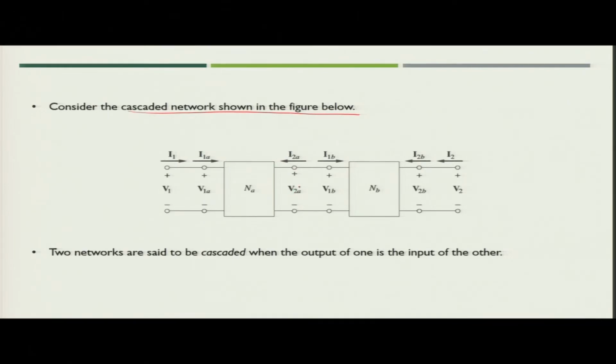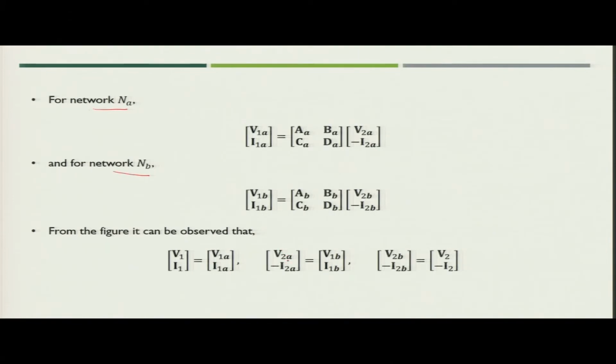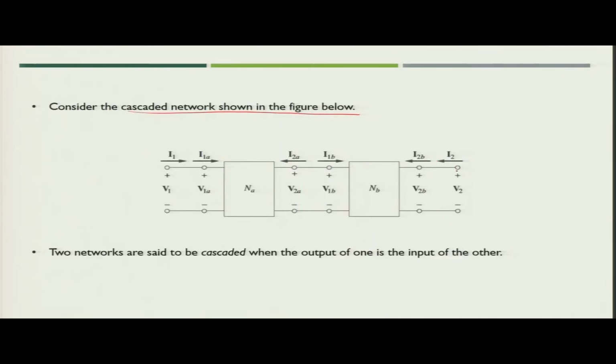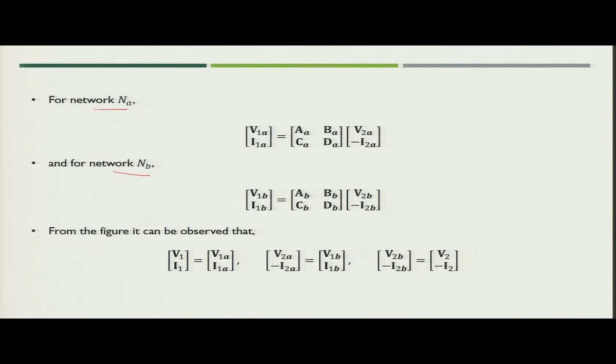Similarly, V2A and minus of I2A will be equal to V1B and I1B, because I1 and I2 are in opposite directions. So, minus of I2A will be equal to I1B. So, we can write V2A, minus I2A equal to V1B, I1B. Similarly, at the output side what can we write? V2 is equal to V2B and I2 is equal to I2B. So, V2, minus I2 will be equal to V2B, minus I2B. Now, we have this information from the figure. If we see these two equations, what can we write?